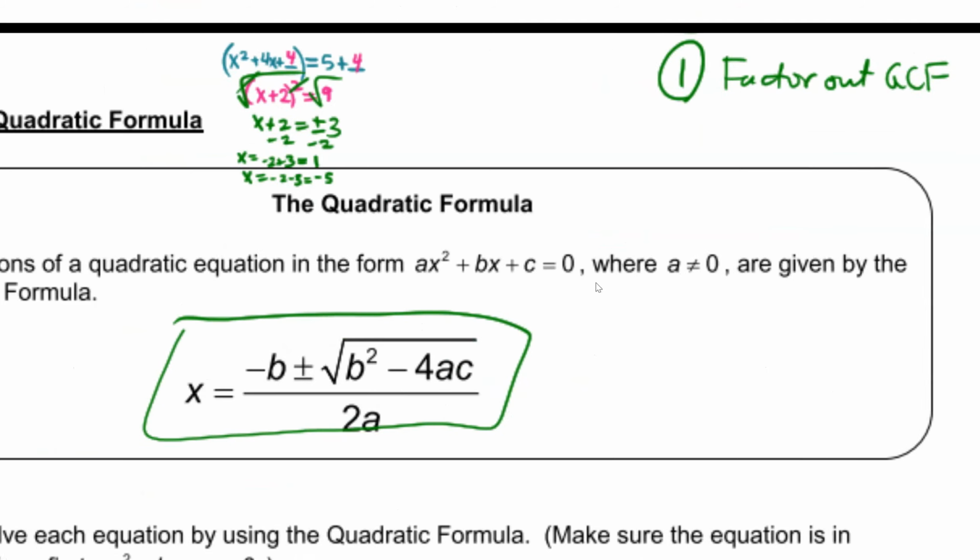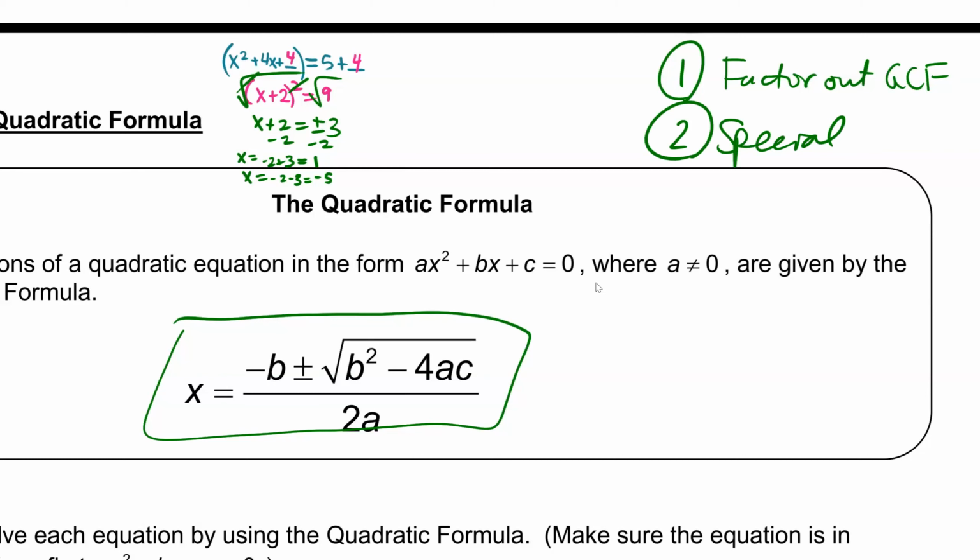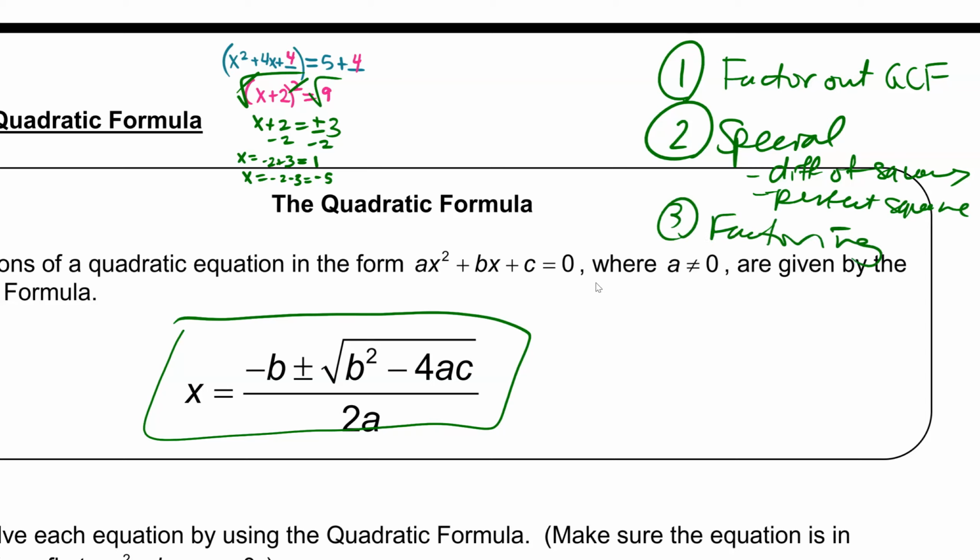Okay, go back. So, factor out greatest common factor. Then you look for a special case. So the special case is difference of squares, or perfect square trinomial. Then you'll try factoring like normal, and then this is where you use quadratic formula, the last case. So, quadratic formula: negative b plus or minus square root b squared minus 4ac all over 2a.